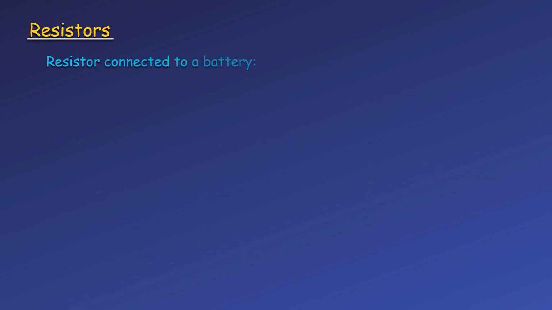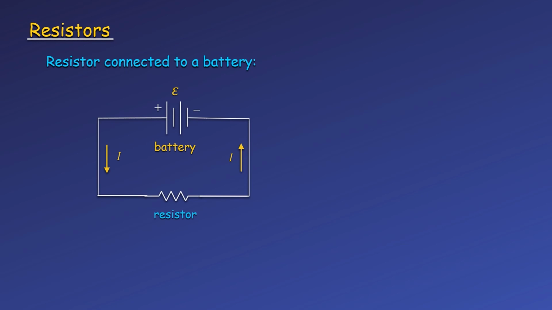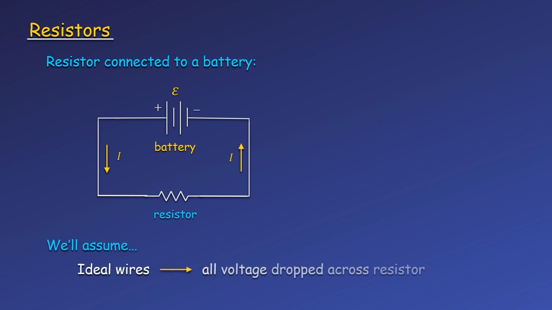Now let's connect our resistor to a battery. The battery will raise the potential energy of charges, and these charges will move through the wire to a lower potential. This means there will be a current from the positive terminal through the resistor to the negative terminal of the battery. Since we'll assume we have ideal wires, the potential does not change moving across the wire.